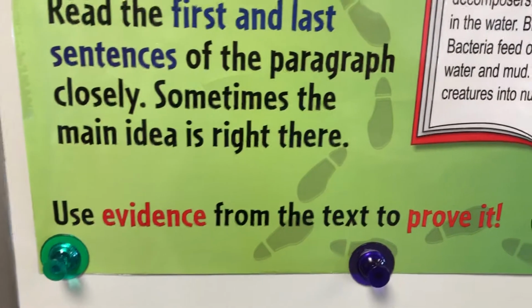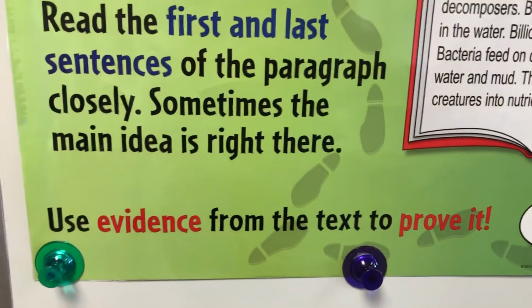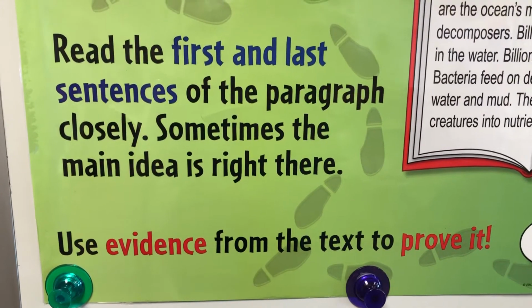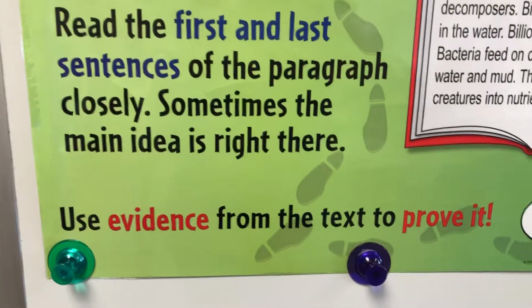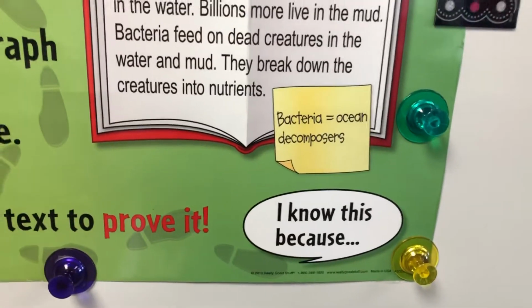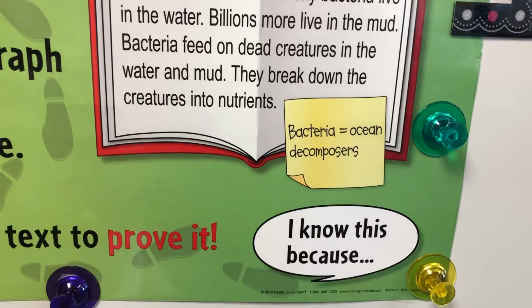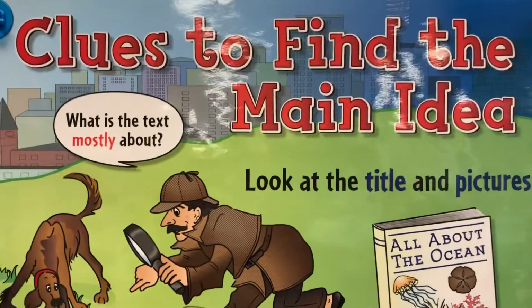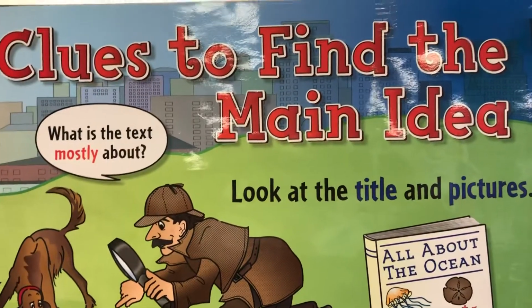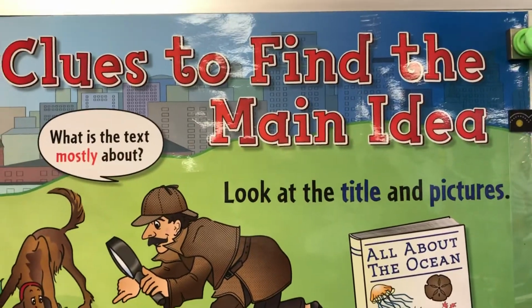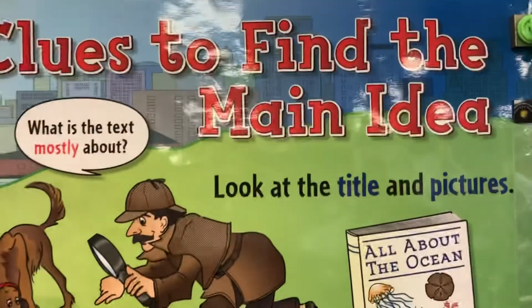Then you use evidence from the text, in other words, use details to prove that your thought about what the main idea really is. And then you would say, I know this because, and what did it say in the story or the paragraph? Okay, so that's finding the main idea. And it shouldn't be new to us, but we certainly need a review. So I would be really happy, boys and girls, if you would watch the BrainPop twice. Okay, so clues to find the main idea.